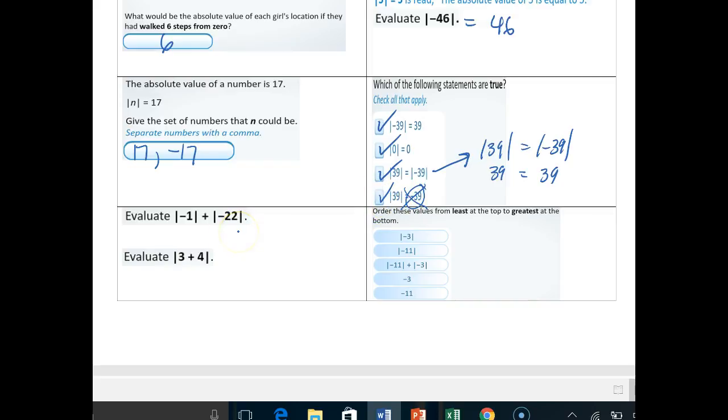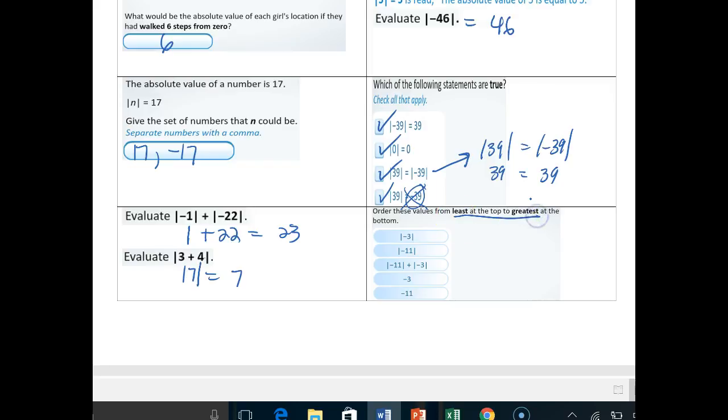Lastly, these two problems, let's evaluate the absolute value of negative 1 plus the absolute value of negative 22. You don't do SSAK just yet, right? You have to do the absolute value first. So what is the absolute value of negative 1? 1. What is the absolute value of negative 22? 22. Now just add them together. You get 23. Same thing here. You don't do SSAK. You say, what is 3 plus 4? Okay, it's 7. Now, what is the absolute value of 7? It is still 7.